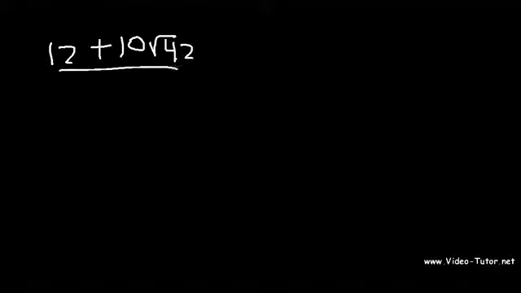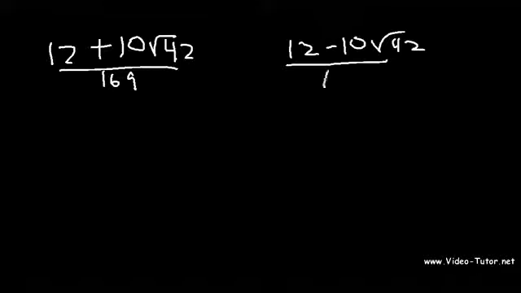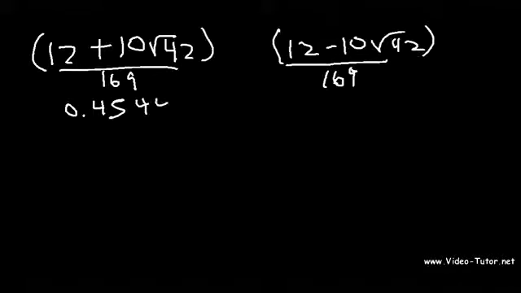So now you want to separate that into two answers. (12 + 10√42)/169 and (12 − 10√42)/169. You may have to type it in using parentheses in your calculator. Now you should get these two values, 0.454482 and negative 0.31247. Now, remember in the beginning when we squared both sides?